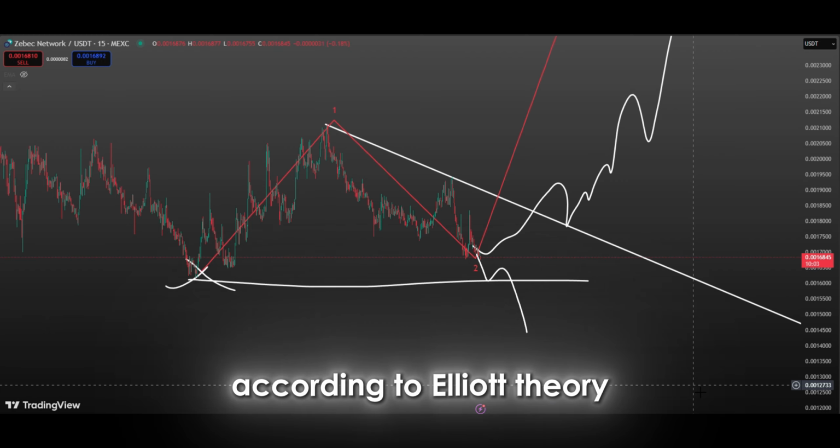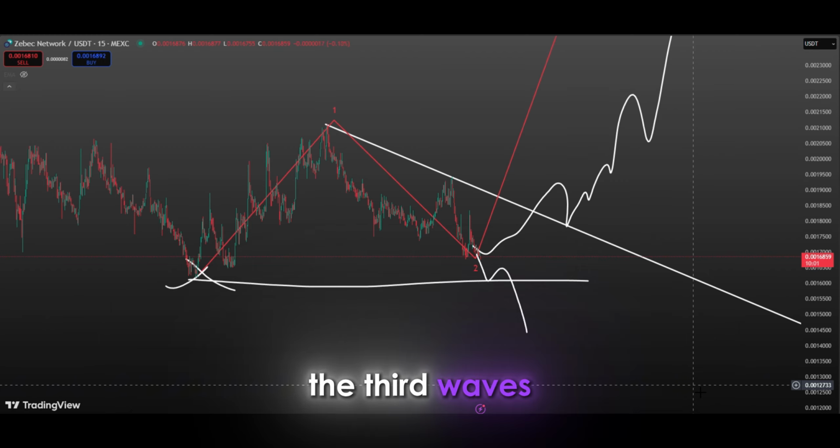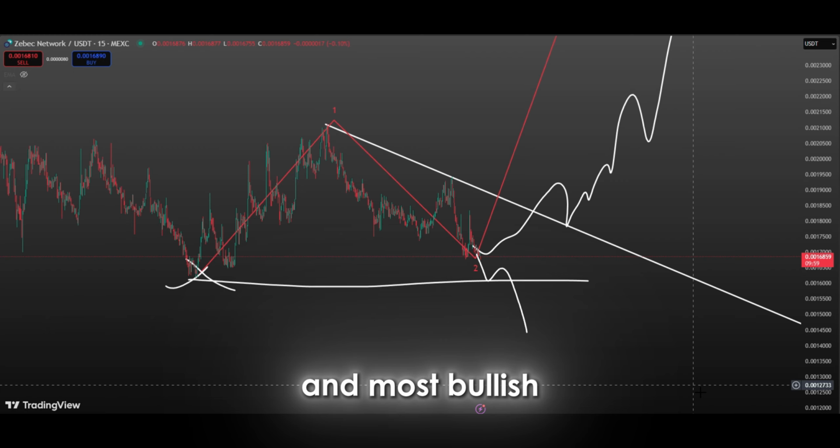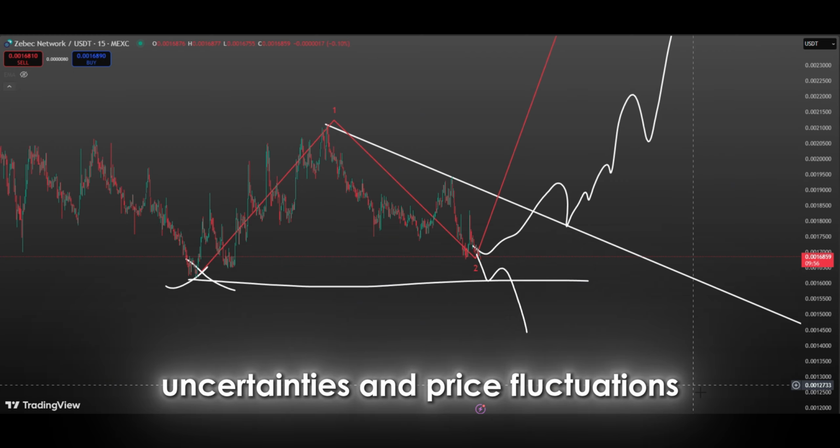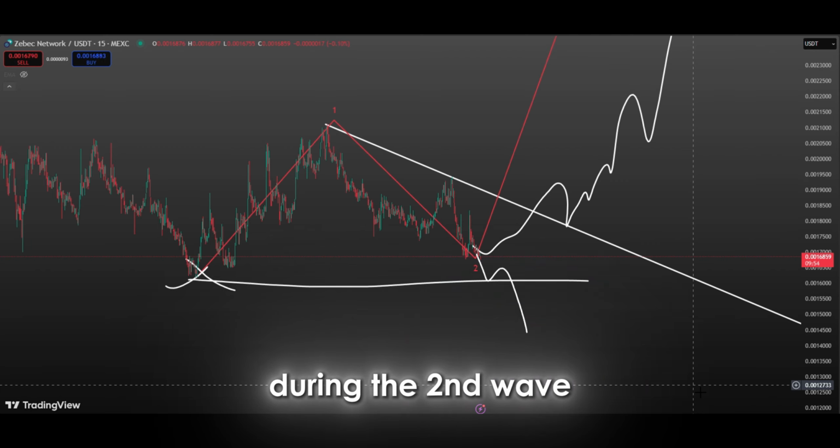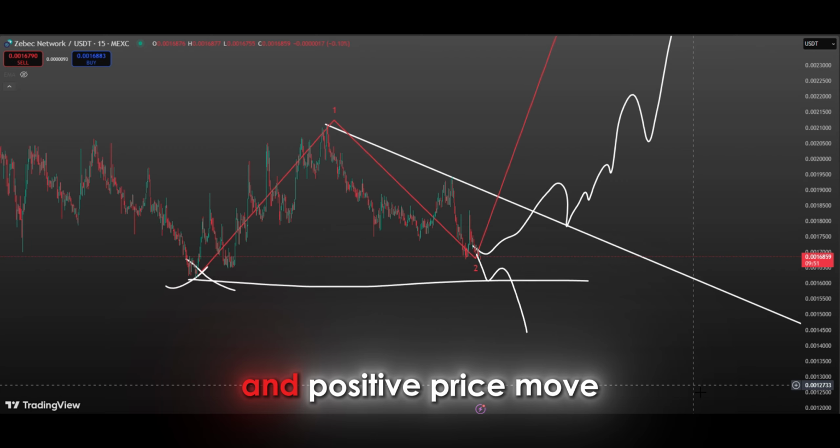This is because, according to Elliott theory, the third waves are the strongest and most bullish. Therefore, the short-term uncertainties and price fluctuations that may occur during the second wave can actually be seen as a prelude to a larger and positive price move.